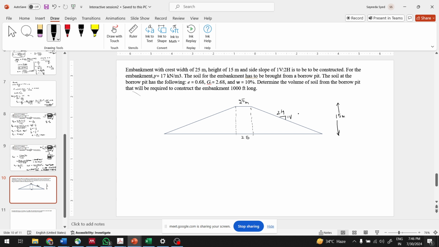The vertical is 15, so the horizontal will be 30. 30, so the total will be 60, 70, 85.